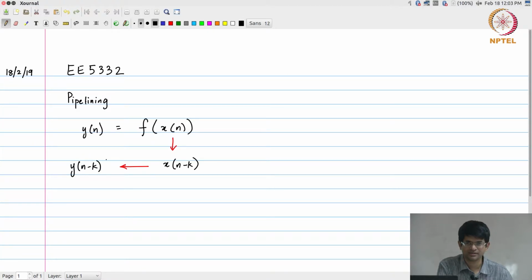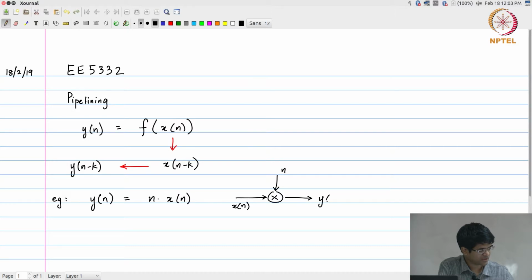So it's easiest to understand what we mean over here by taking a counter example, a case where this condition is not satisfied. Supposing y of n is n times x of n. What that basically means is there is a multiplication module whose input is the sequence x of n. Another input to that same multiplication module is n itself. It's a measure of the instantaneous time. It is some counter that's keeping track of time. That is what is given as the input, and what we get over here is y of n.